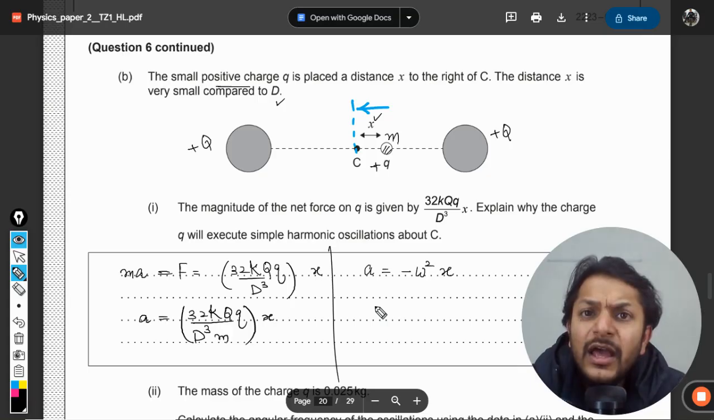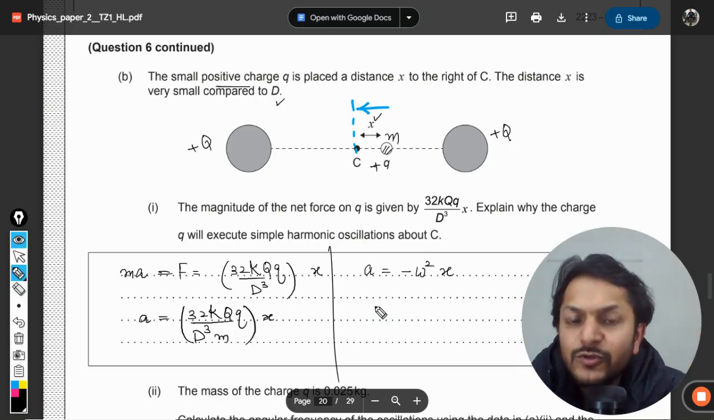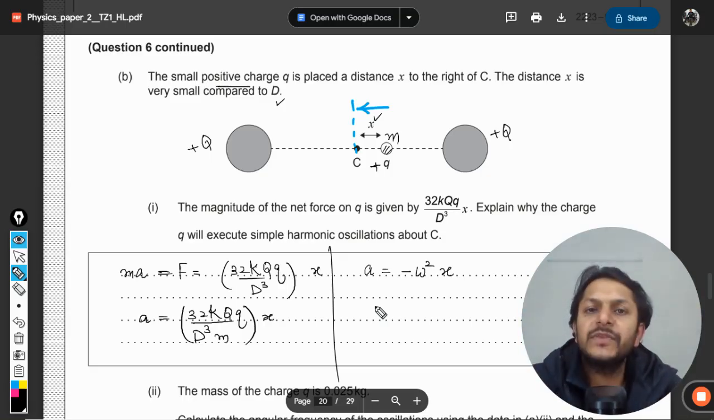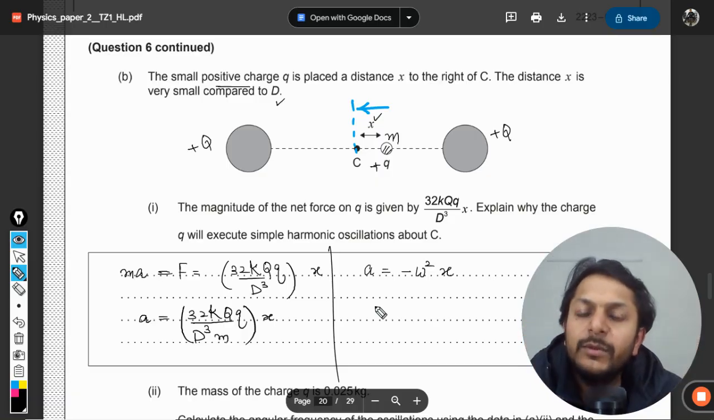Again and again, nothing new about it. The only formula is a is equal to negative omega square x. You just need to follow the pattern. Follow the pattern that I am using here, and it will be good to go with.